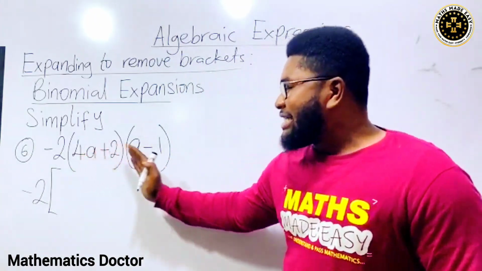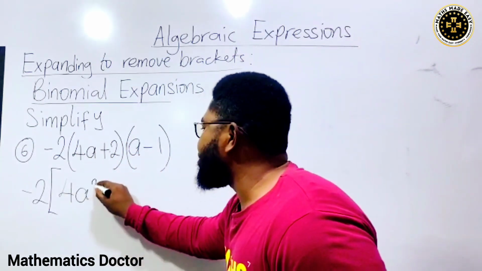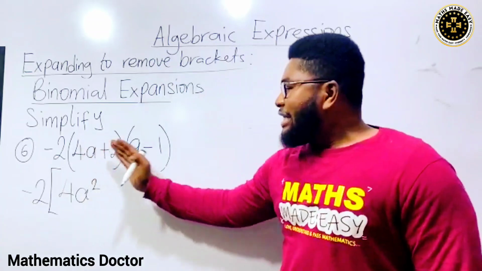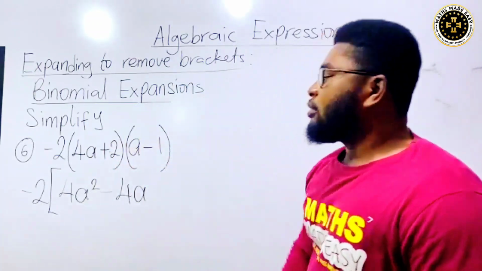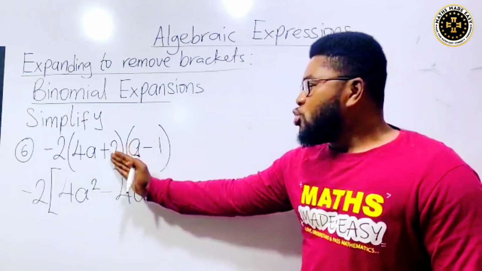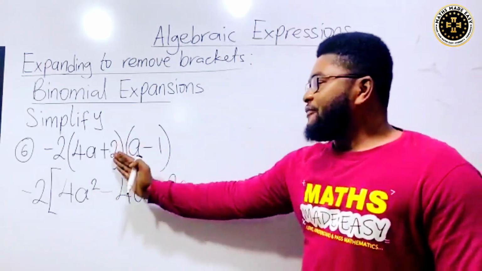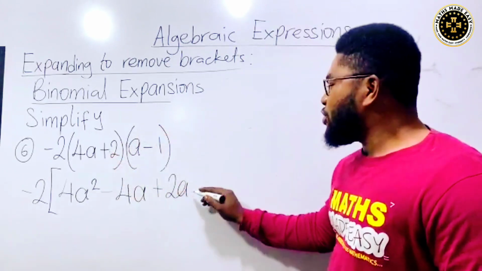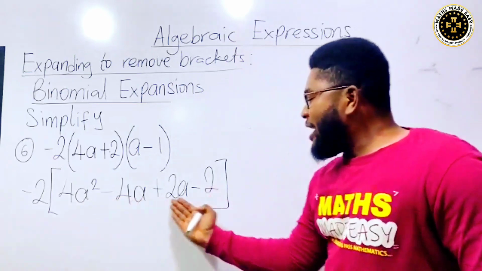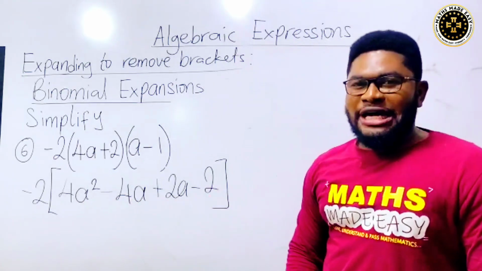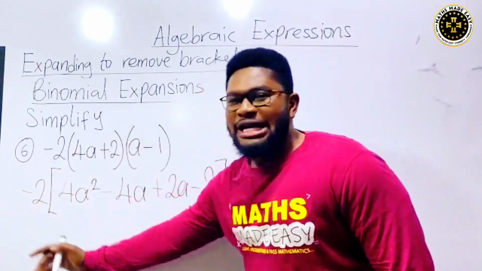Now 4a times a will give me 4a squared. Still 4a times minus 1 will give me minus 4a. Then I come to the 2. 2 times a will give me positive 2a. Then finally 2 times minus 1 will give me minus 2. I will simplify those in the square bracket and then I will multiply the final expression by negative 2.